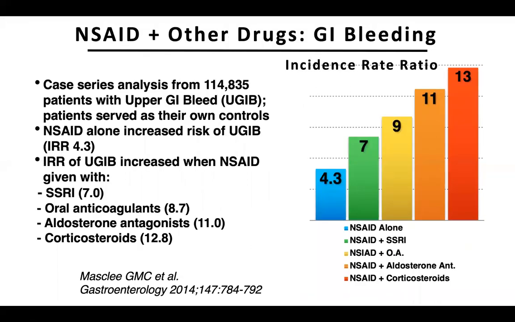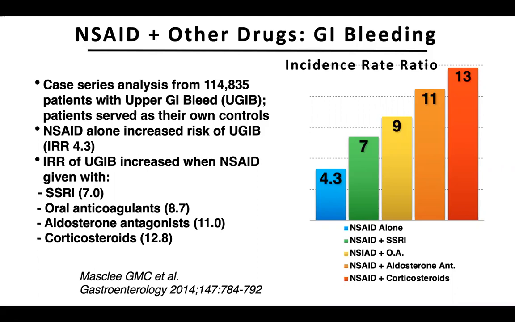Now they also, that same study, looked at a number of other combinations with non-steroidals. And again, I won't go through the details of the study because we already talked about that. But if you look at the chart on the right, the incidence rate ratio with non-steroidals alone, again, was around 4. With SSRIs in green, it went up substantially, then even more with oral anticoagulants. And very interestingly, aldosterone antagonists were even worse than combining it with oral anticoagulants, and corticosteroids were the worst of all.